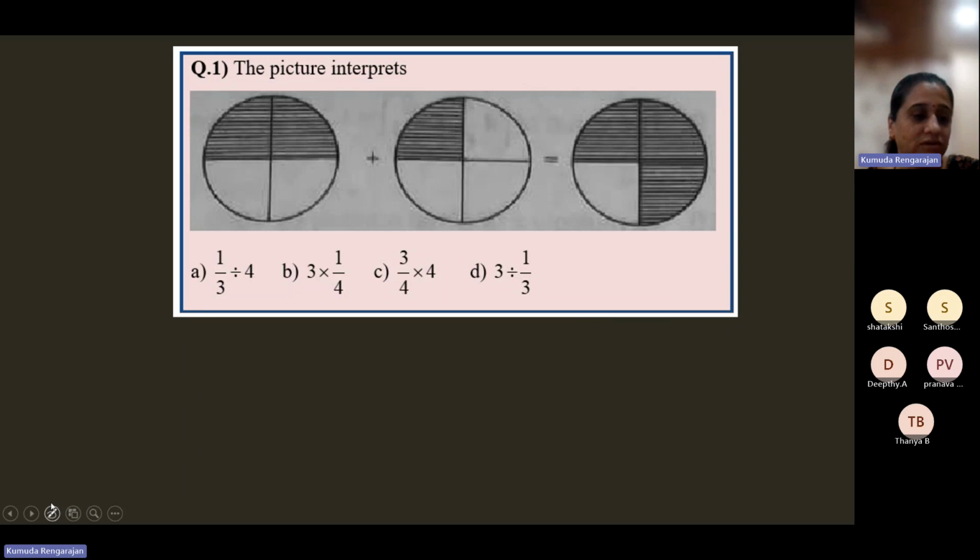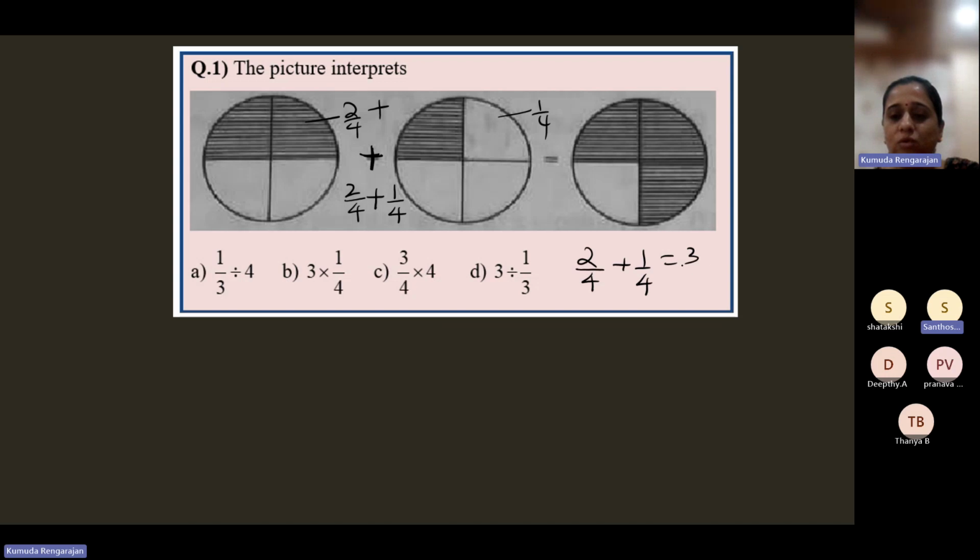1 minute. So this one, children, keep your books ready. Ready? All right. So look at this one. The first image here, the shaded region represents 2 by 4. Plus, you can see the plus sign here, the second figure represents 1 by 4. 1 out of 4 is shaded. What is 2 by 4? See, this is 2 by 4, plus this one is 1 by 4. So what is 2 by 4 plus 1 by 4? It's 3 by 4.